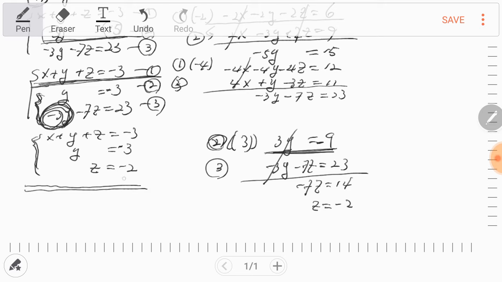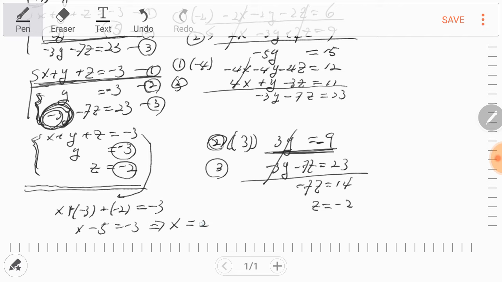So the last equation is the z value. The second equation is the y value. There is no z value in the second equation. We have the y value directly. Then we can find the x value from the first equation. So x plus y is -3, and z equals -2, y is -3. Then x minus 5 equals -3. So x equals, add 5 to each side, x equals 2. So the solution for the system of equations is x is 2, y is -3, z is -2. So this is the solution of this system.